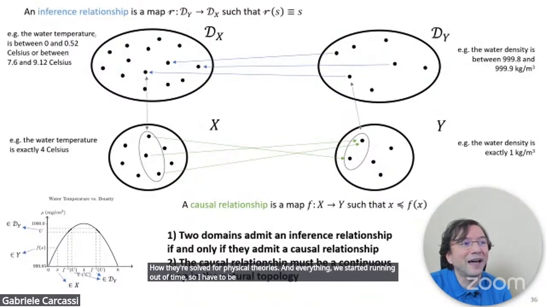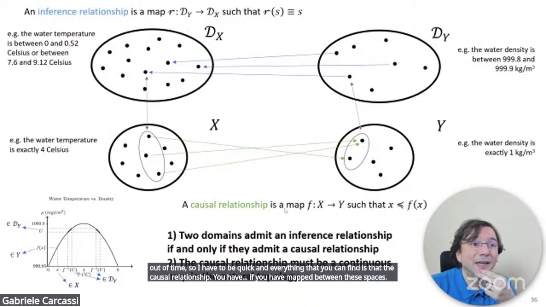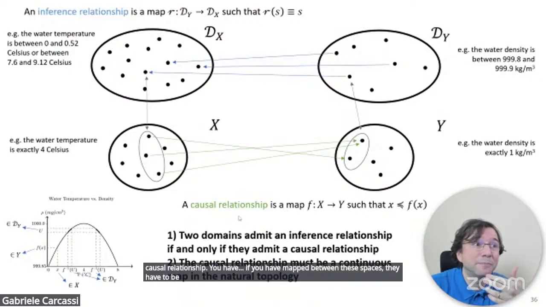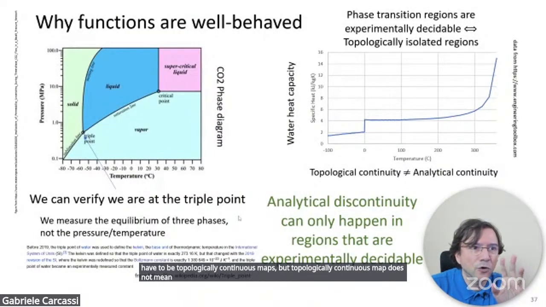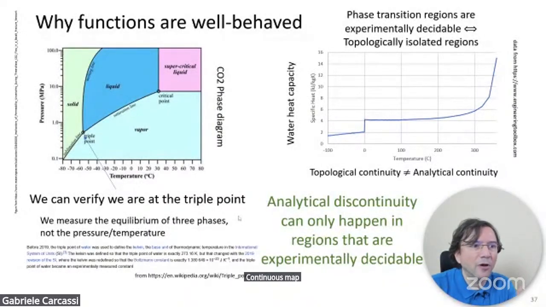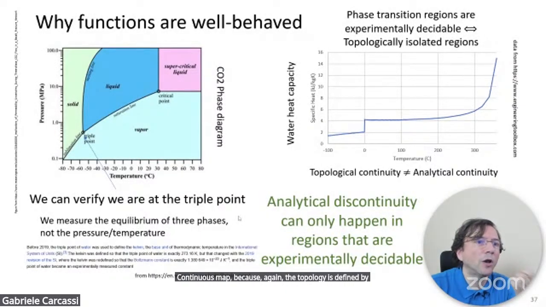Another thing that you can find is that the causal relationship you have, if you have maps between these spaces, they have to be topologically continuous maps. But a topologically continuous map does not mean an analytically continuous map, because again, the topology is defined by what we can measure and what we can verify.